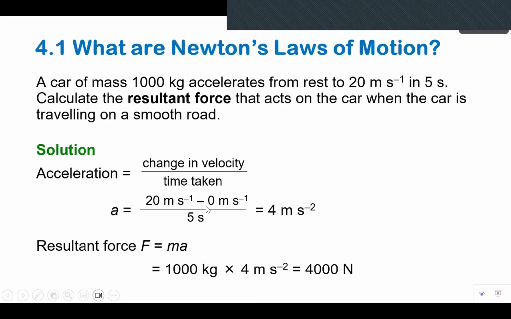Acceleration is v minus u over t. Final speed 20 minus starting speed, which is at rest, 0, over 5 seconds. So this car is moving with a constant acceleration of 4 meters per second squared. And then I can proceed to find my resultant force using the formula F equals ma. 1000 kg times 4 meters per second squared, I get 4000 Newtons. That is my resultant force acting on this car.